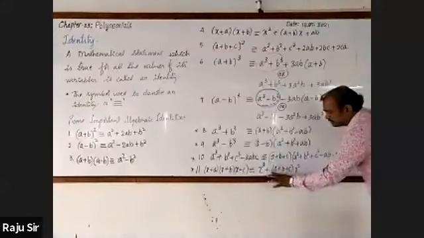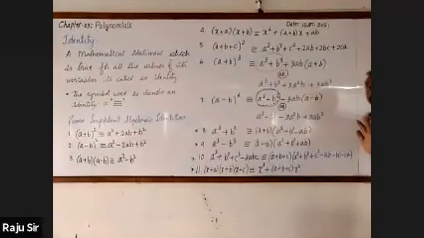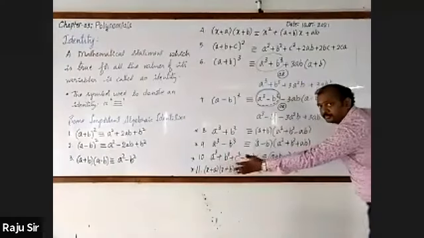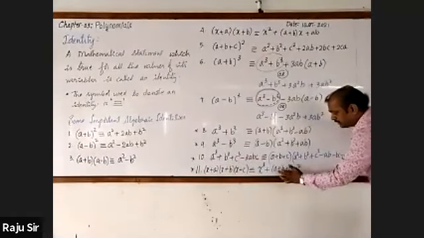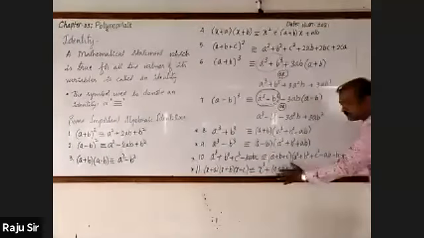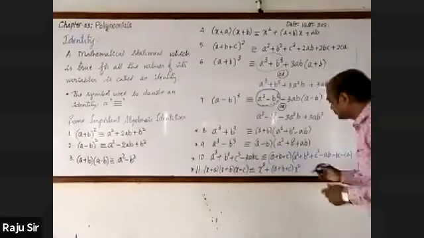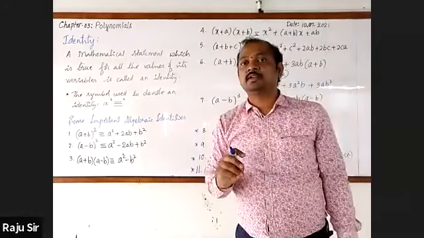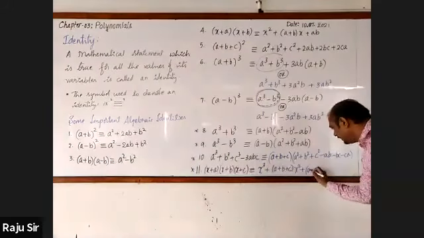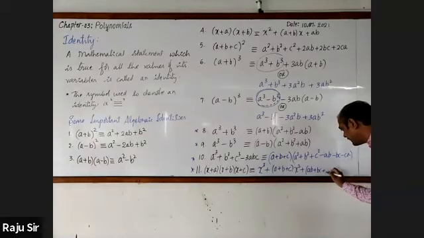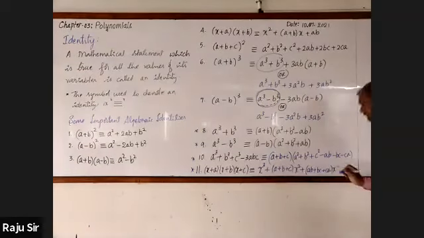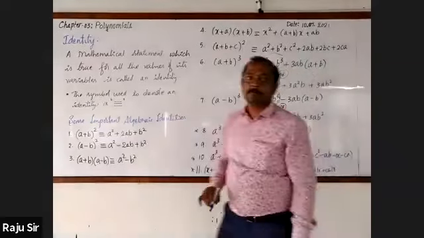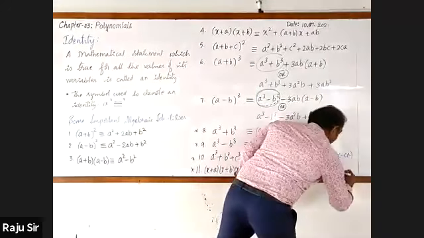Don't read it as x cube plus a plus b plus c into x square. x cube is a separate term. Then a plus b plus c into x square is a separate term. Next, plus ab plus bc plus ca into x, plus abc. Listen properly.